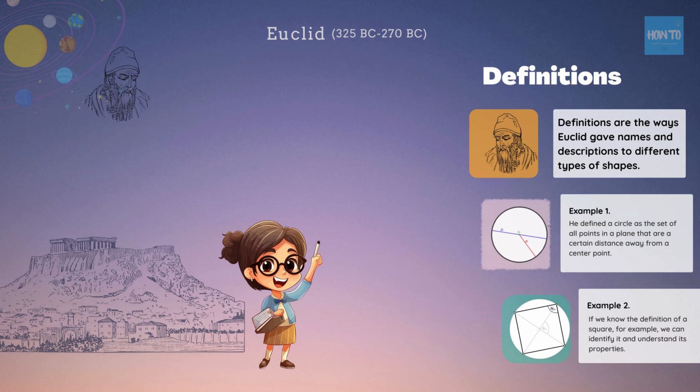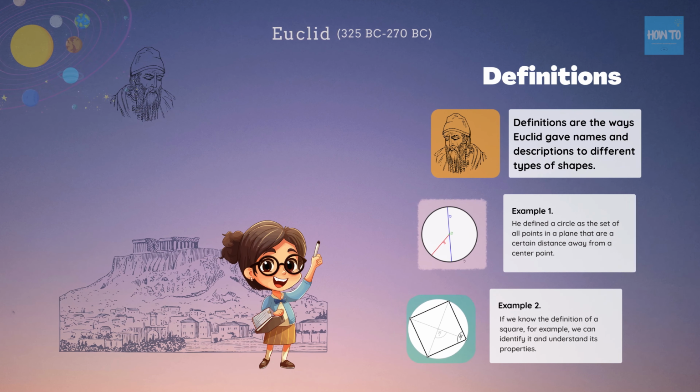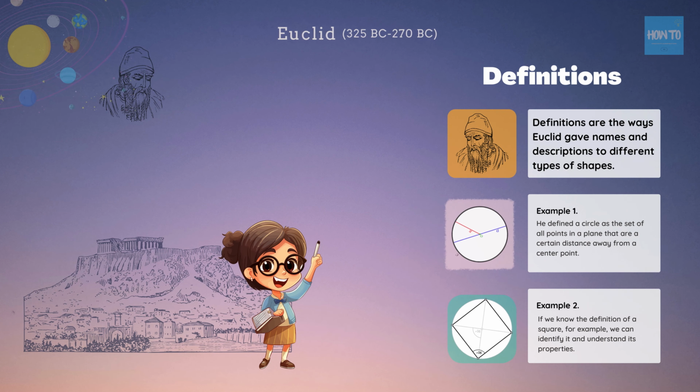Definitions. Definitions are the ways Euclid gave names and descriptions to different types of shapes. For instance, he defined a circle as the set of all points in a plane that are a certain distance away from a center point. These definitions help us talk about shapes without getting confused. If we know the definition of a square, for example, we can identify it and understand its properties.